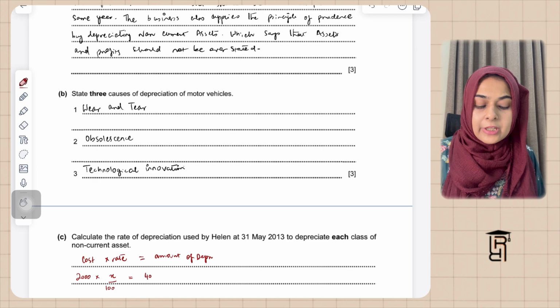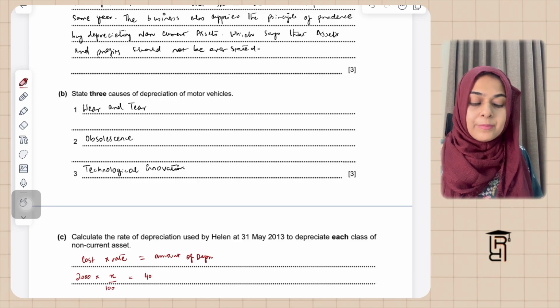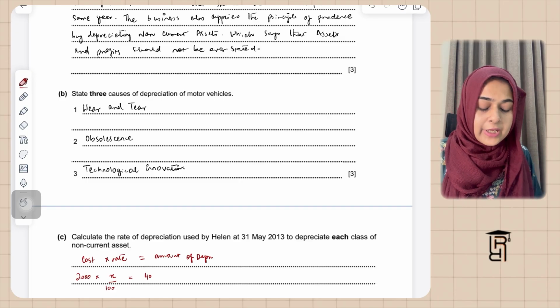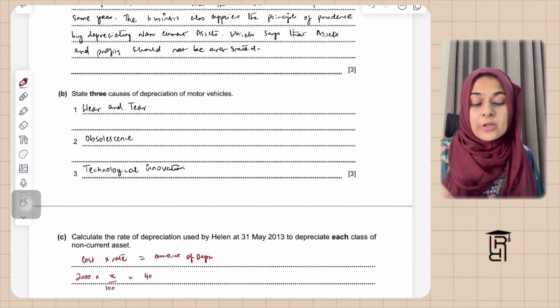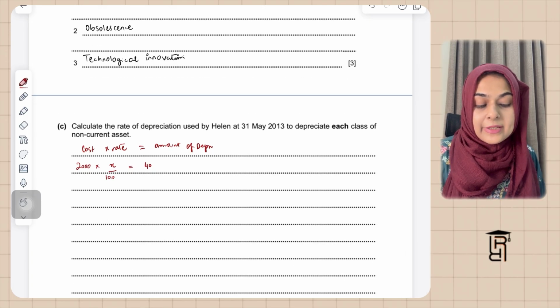And there is technological innovation. So in case of motor vehicles specifically, there are new models of cars also coming up every year. And every other time you have something new coming up in technology, that also leads to depreciation of non-current assets. In the next part, they are saying calculate the rate of depreciation used by Helen.